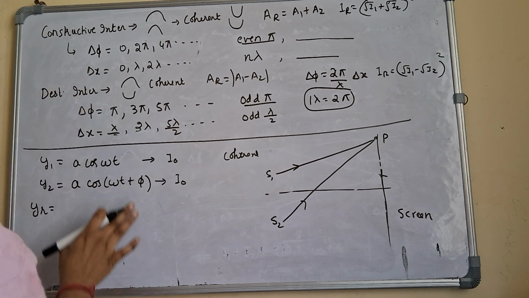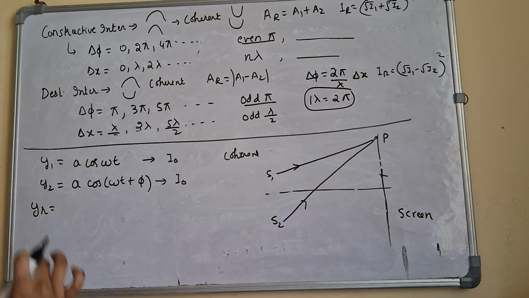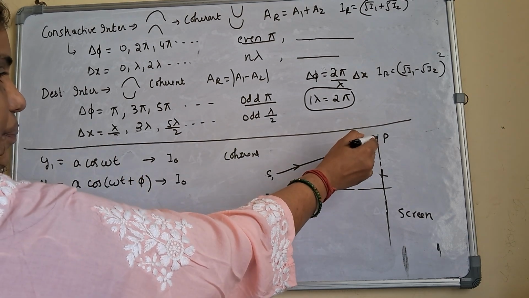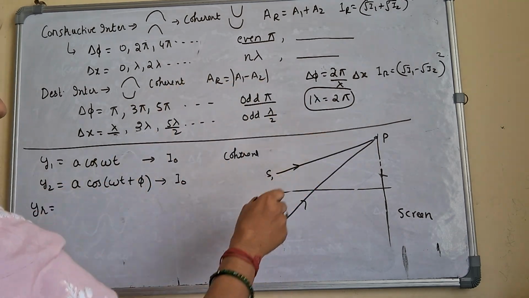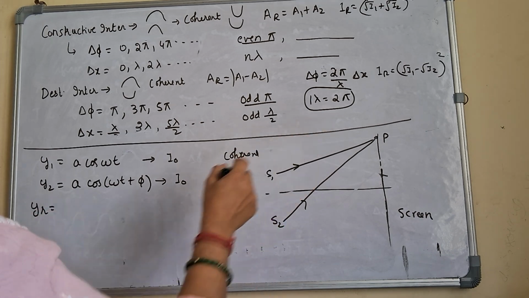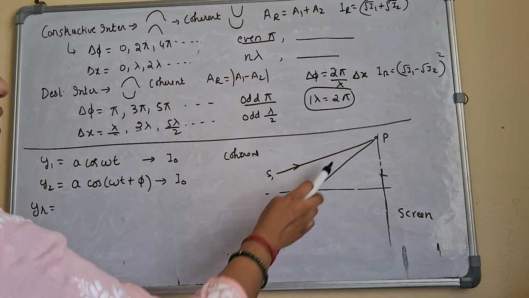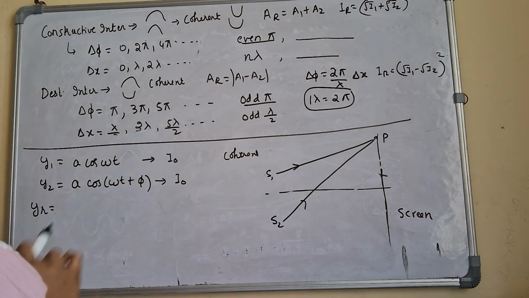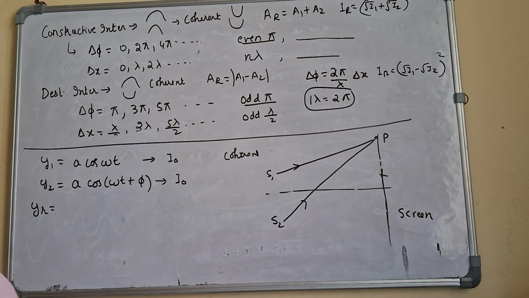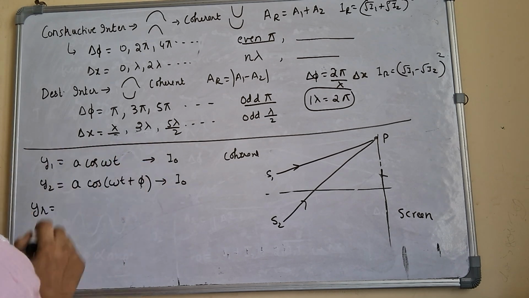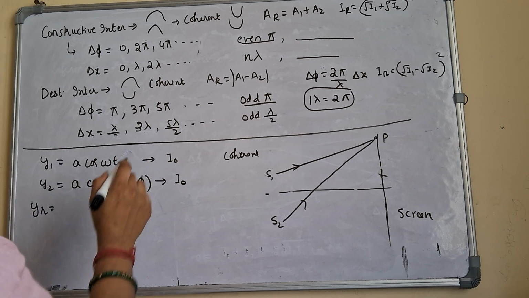To understand that only we are writing all of this. At this point P, because there is a path difference of S2P minus S1P, there will be a phase difference also, because they are reaching at two different times. Because the path is longer, there will be a path difference, and whenever there is a path difference, there is a phase difference. That's the reason I'm adding it. And we are considering both to be of the same intensity, I naught, I naught.